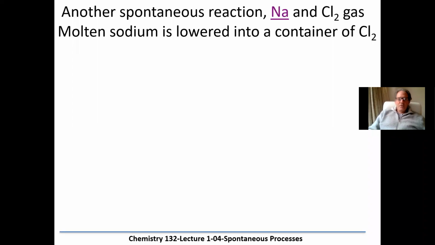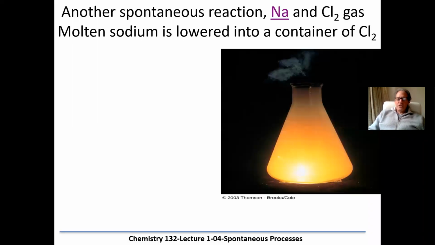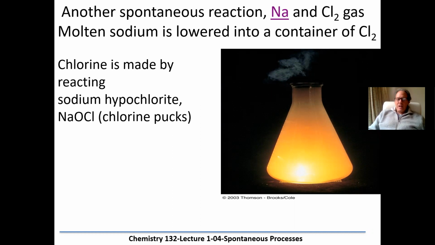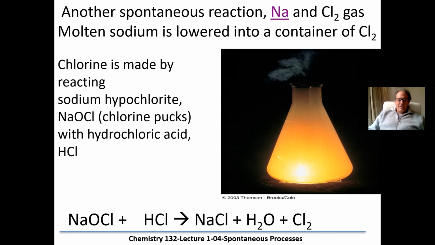All right. So to summarize, we lowered that molten sodium into the flask. The molten sodium reacted with the chlorine. Prior to the molten sodium being put in the flask, we had to get chlorine gas in there. You made chlorine gas by reacting sodium hypochlorite. Most people call it chlorine pucks. Well, the chlorine pucks really are sodium hypochlorite or calcium hypochlorite, which is this type of salt. They call them chlorine pucks, but they're not pure chlorine. The chlorine is in that compound. And if you react it with hydrochloric acid, you get that reaction. NaOCl plus HCl produces NaCl plus H2O plus Cl2.